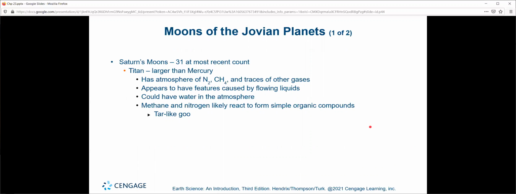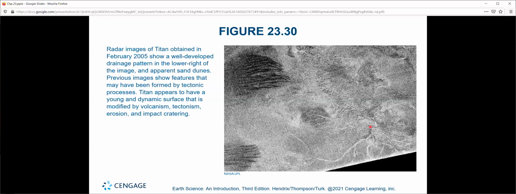Could there be water in the atmosphere? It's possible. Could there be simple organic compounds? Could there be life existing on Titan right now? These are questions that astronomers and astrogeologists would love to answer.